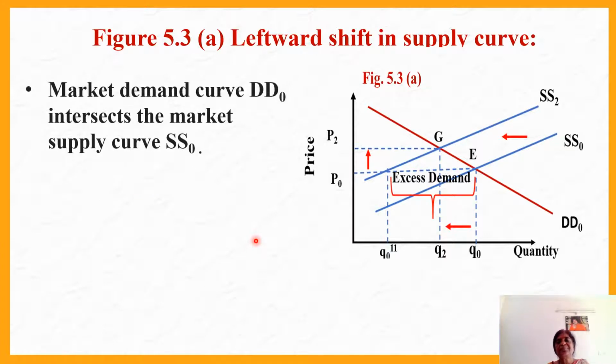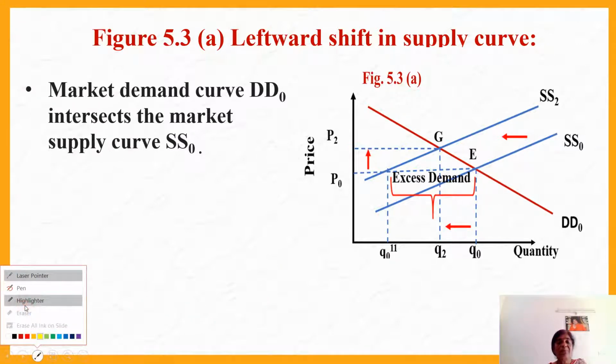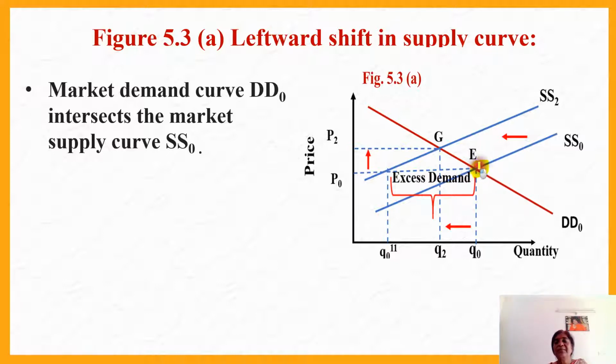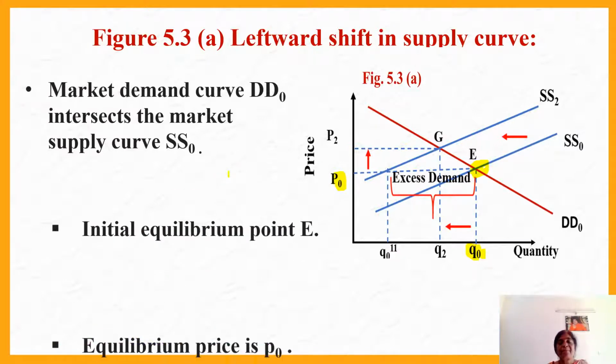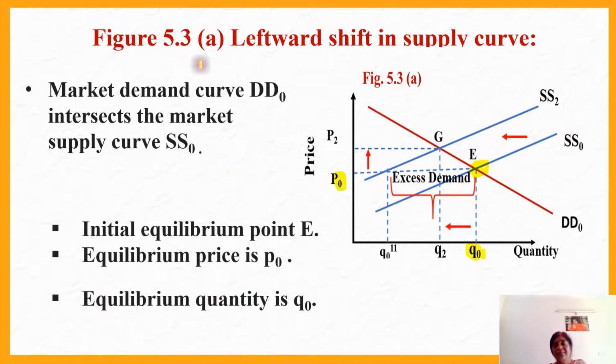You can see here DD0 and SS0 intersect at point E. What happens at this point E? At this point, the equilibrium is reached, and the quantity supplied and demanded at the equilibrium E is Q0, and the price is P0, the initial equilibrium price. Therefore, in this diagram, we have discussed the initial equilibrium.